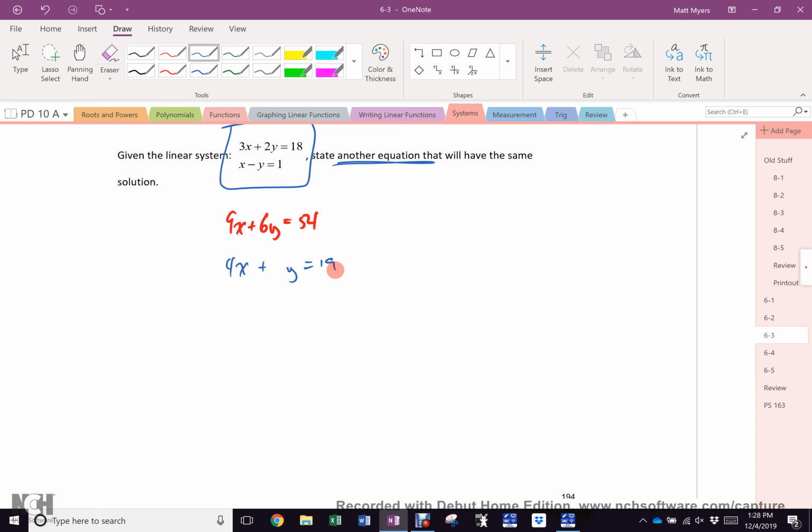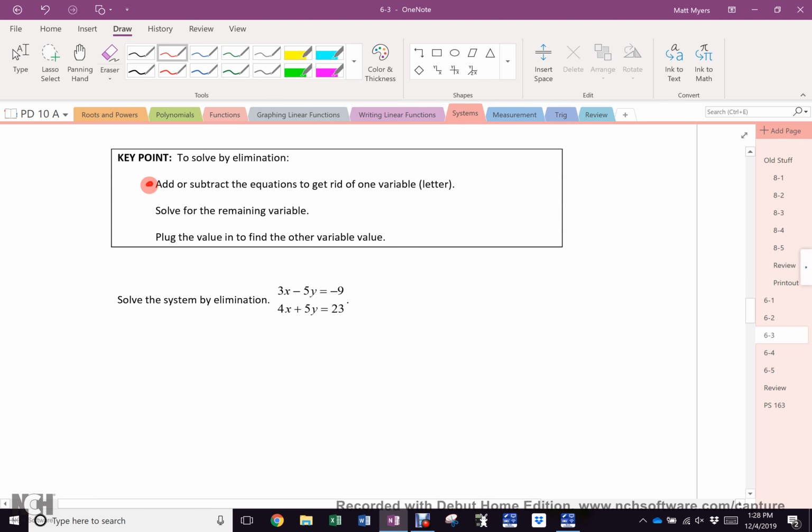Go. 2x plus 3y equals 17. Yay, everybody can do it. Good. Now, let's turn the page over and see how this new knowledge helps us to solve systems.